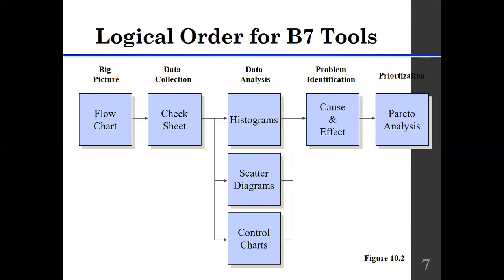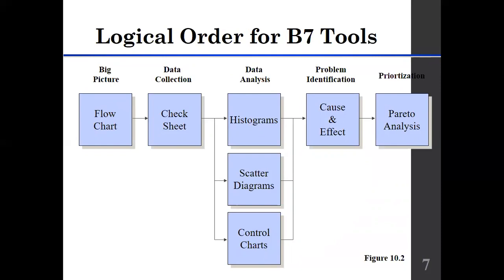The basic seven tools of quality may be used in logical order, and that logical order is presented to you on the screen. You can see in figure 10.2 the logical order for the B7 tools. Note that this is only a typical order of use for these tools. They can be used in almost any order.